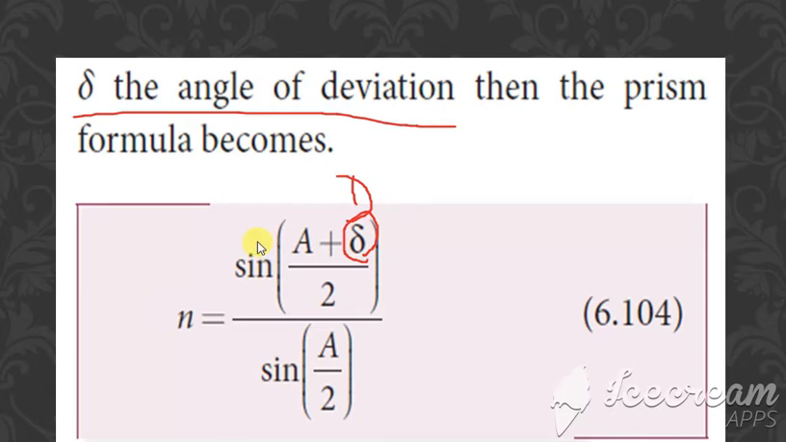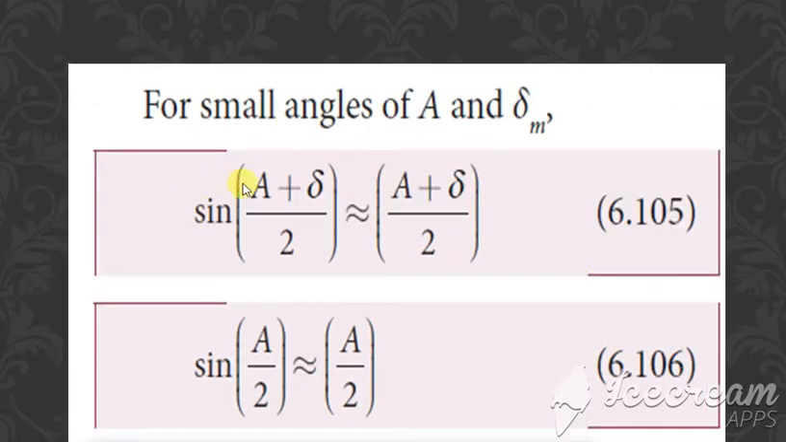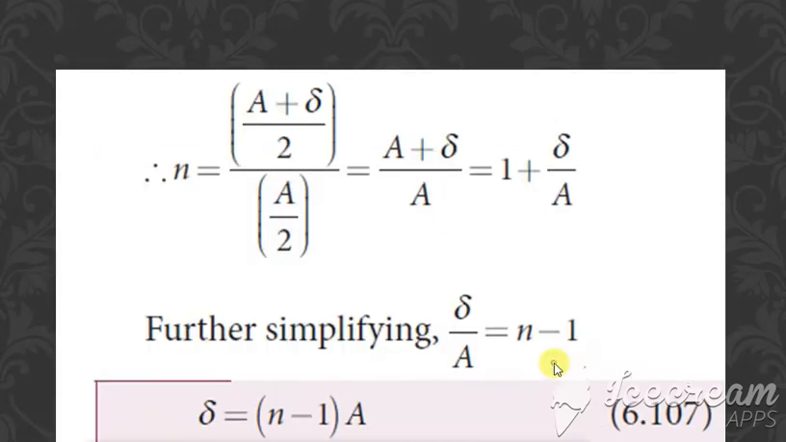Now what you are going to do is neglect the sine, because the angle is very small. So sine of (A plus δ) by 2 is equivalent to (A plus δ) by 2, neglecting the sine. In the same way, the denominator also neglects the sine. So the equation becomes n is equal to (A plus δ) divided by 2, divided by A by 2. The 2 gets cancelled, so we get (A plus δ) divided by A.